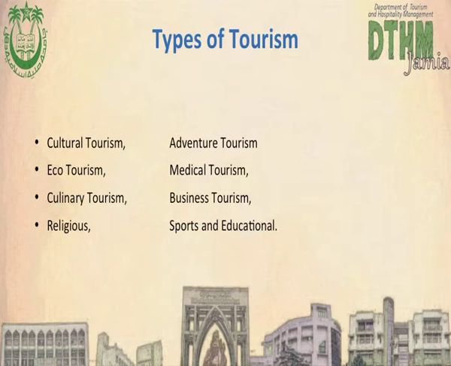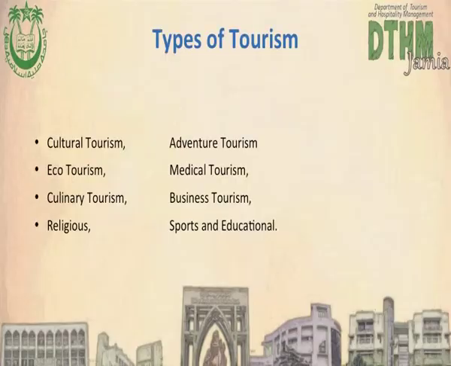Educational tourism involves learning about the culture, history, and language of a destination. Religious tourism involves traveling to a destination for religious purposes such as pilgrimage. Sports tourism relates to attending or participating in sporting events. Culinary tourism relates to exploring the local food and beverage of a destination. Rural tourism involves experiencing the rural lifestyle and culture of a destination. Each type of tourism offers a unique experience to travelers, and the tourism industry has evolved to cater to the needs of different types of travelers.